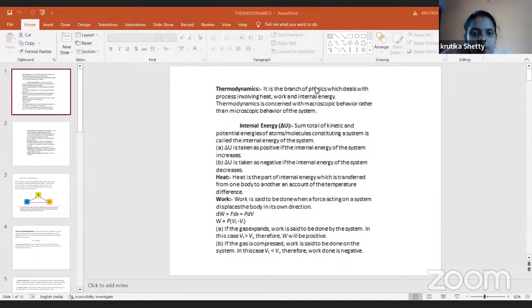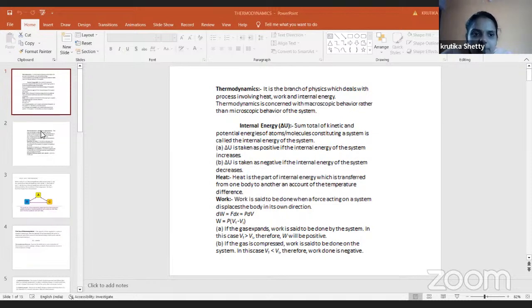Here you can see the note point: if the gas expands, work is said to be done by the system. In this case the final volume is greater than the initial volume, therefore work done will be positive. If the gas is compressed, it is the reverse case: the initial volume is greater than the final volume. Therefore, work done is said to be negative.